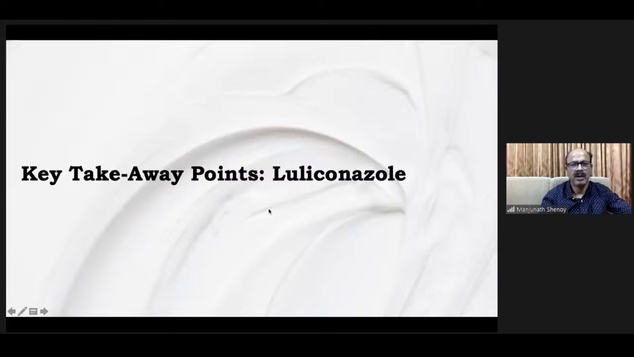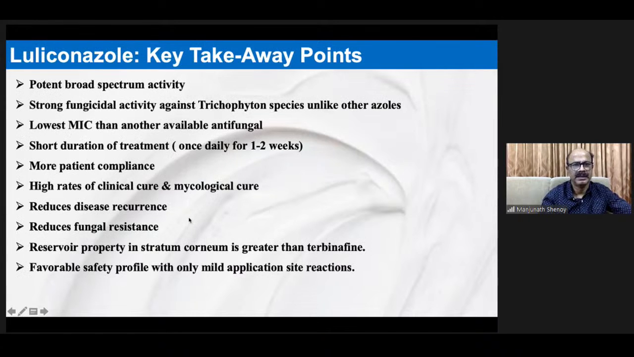And the takeaway points with liliconazole, to summarize, is it's a potent broad spectrum antifungal. But what bothers us is the trichophyton species, where it has the lowest MIC compared to any other antifungals. It has a shorter duration of therapy and once daily advantage, because of which the patient can become more compliant. Higher clinical as well as mycological cure rate. The disease recurrence chances are lesser, and it reduces fungal resistance because the low MIC is nothing but lesser chances of fungal resistance. Reservoir effect as well as favorable safety profile.